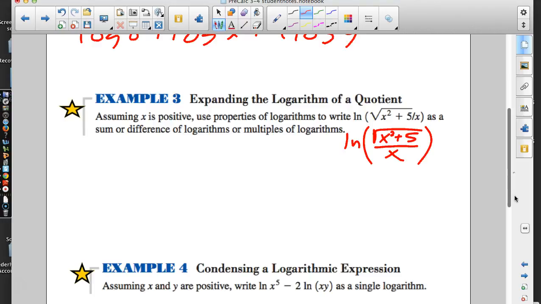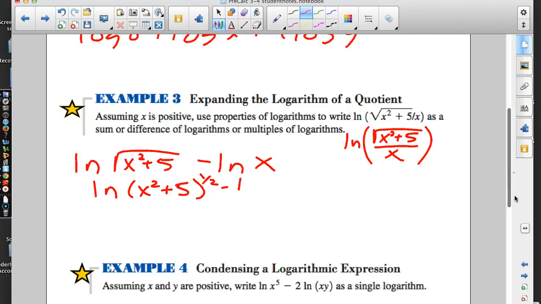But what would you do first to separate this stuff? Subtract. So we've got natural log of the square root of x squared plus 5 minus the natural log of x. Kevin, pay attention. Now what? Change this to a fraction power, so that we can do what? Put it out in front and multiply.